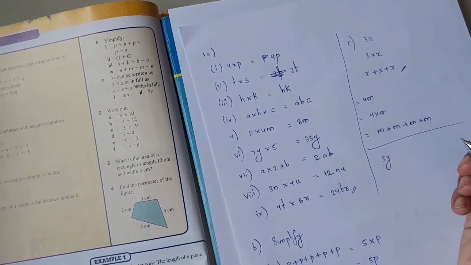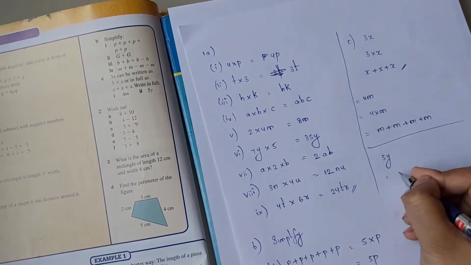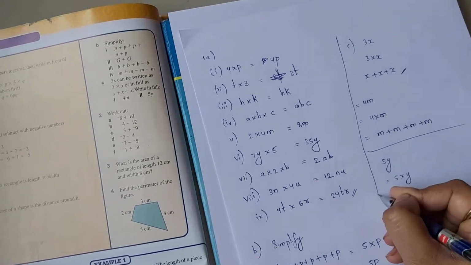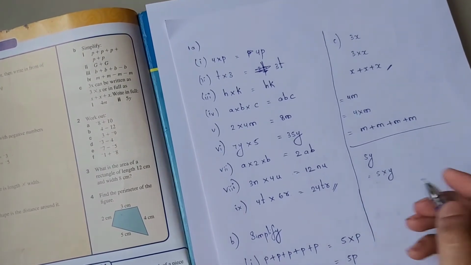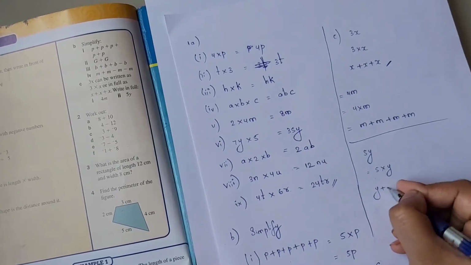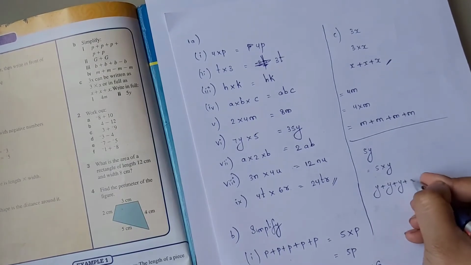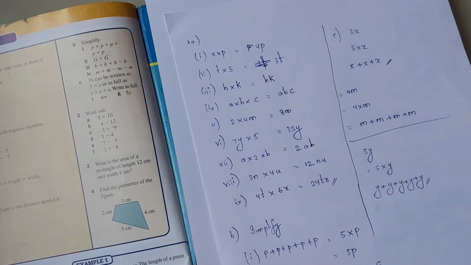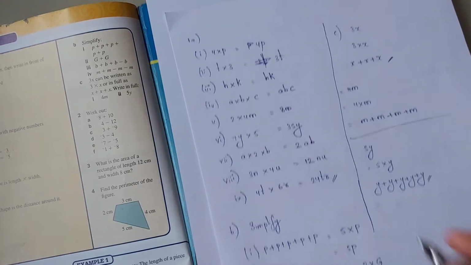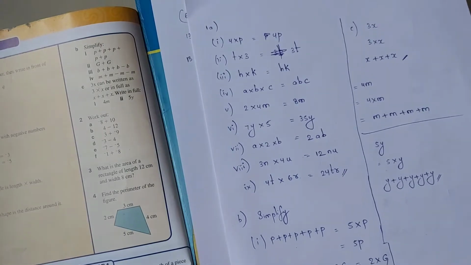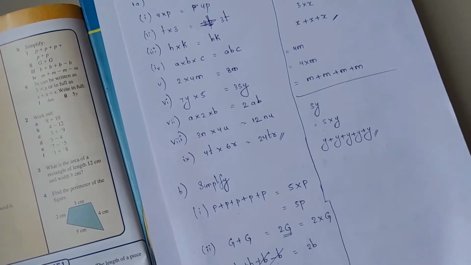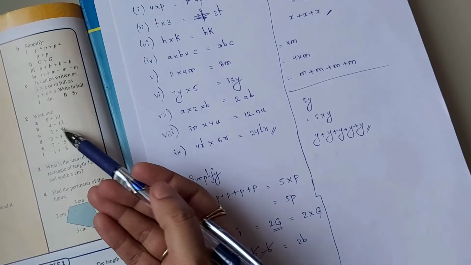How can you write 5y as? That's right. It can be written as 5 times y. That means how many y's do we have here? Exactly, that's right. We have 5 y's. That gives us y plus y plus y plus y plus y. That's it. Understood? How to simplify the expression? Okay, good.